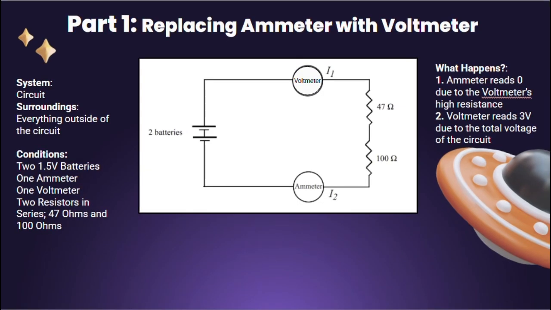Now we're going to replace an ammeter with a voltmeter. This basically allows us to read the entire voltage of the circuit via the voltmeter, which reads 3 volts coming from the two 1.5 volt batteries. Add those two together, makes sense. And now, due to the voltmeter's high resistance, the ammeter now reads 0 on this specific circuit.